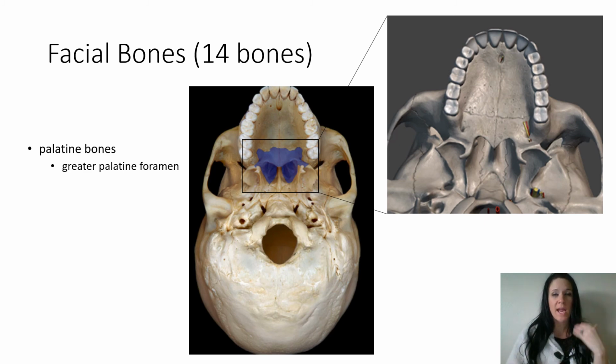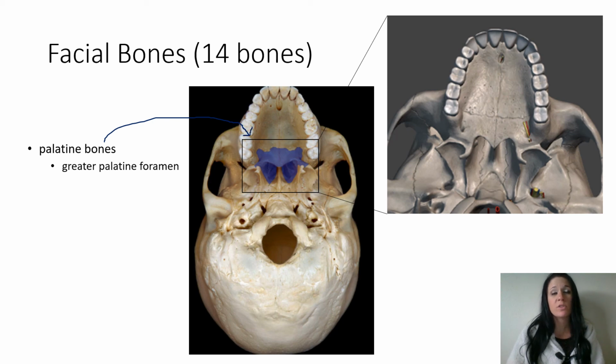So remember, the anterior portion is still the maxillary bone that we were just looking at, and that's about the anterior 2/3, but the posterior 1/3 is composed of 2 little bones called the palatine bones. So here they are highlighted in this image from APR.